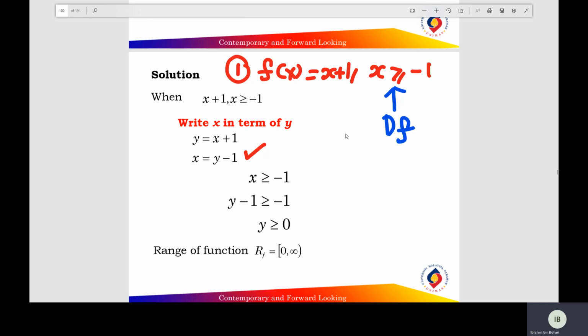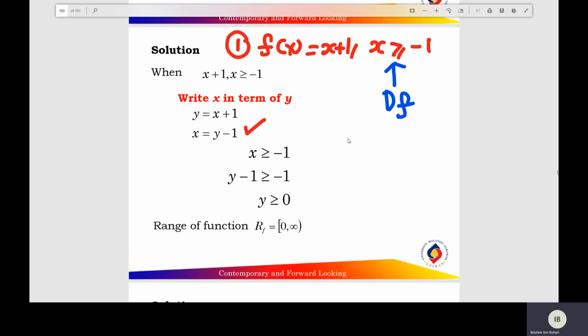Okay, and then you replace the value of x. You replace the value of x with y minus 1. So the left hand side of this inequality, y minus 1 is greater than or equal to negative 1. And you solve the linear inequality, y is greater than or equal to 0. And the range of the function starts at the origin, 0, to positive infinity.